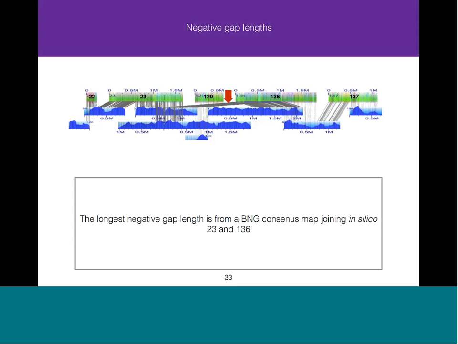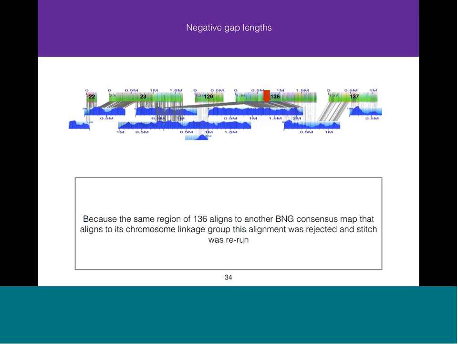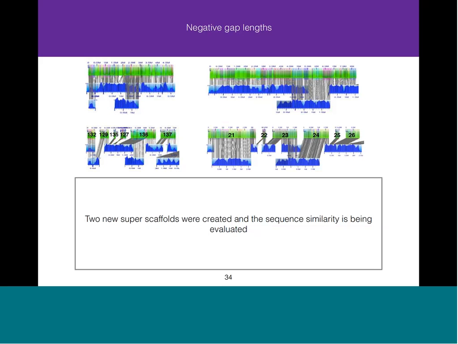However, we are going to evaluate this area in 136 and compare it to scaffold 23 at a sequence level to see if it indicates a misassembly. Okay, so our ultimate product from that, once we rejected that alignment and reran stitch, was 2 new super scaffolds that agree with our chromosome linkage group. And you can see those products above as the top 2 alignments. So here are new super scaffolds aligning to BNG maps, and here they are pre-super scaffolded aligning to BNG maps.